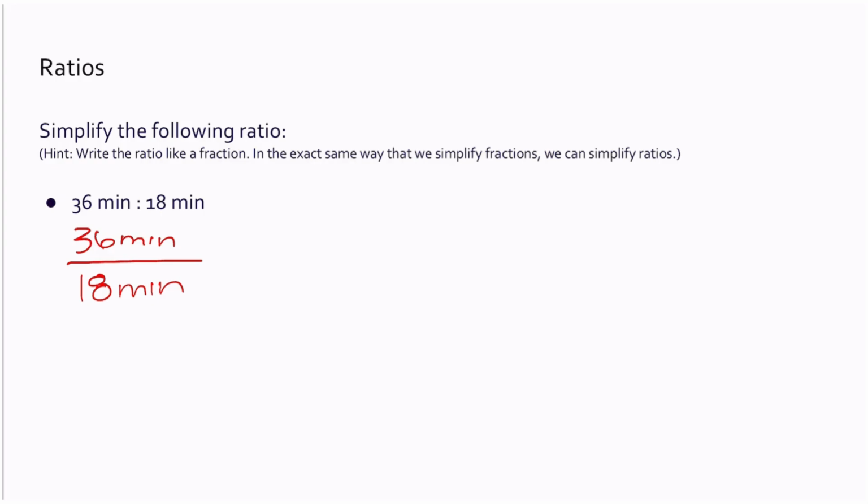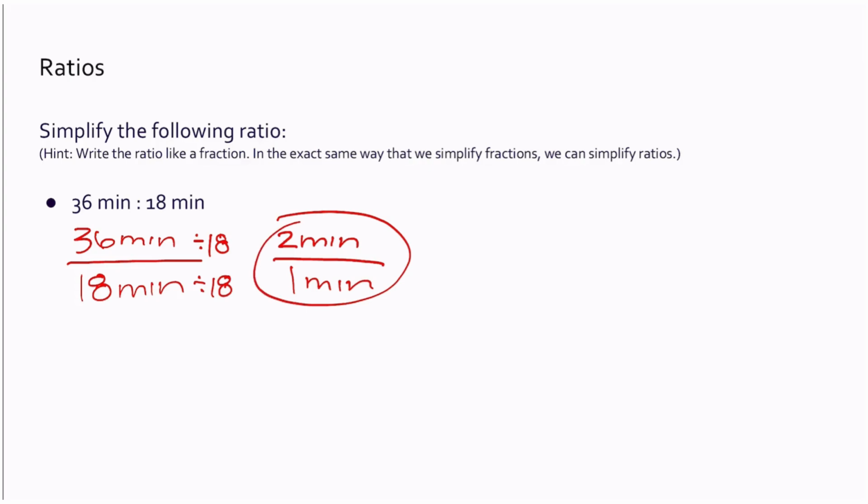Now, when I look at this, I can see, okay, well, I know that 18 times 2 is 36, which means 18 goes into both of these things. So I'm going to divide the top and the bottom by 18 because remember, just like with a fraction, I can do anything I want as long as I do the same thing on the top and the bottom. Well, now I have 2 minutes to 1 minute because 36 divided by 18 is 2 and 18 divided by 18 is 1. So I've simplified the ratio of 36 minutes to 18 minutes as 2 minutes to 1 minute.